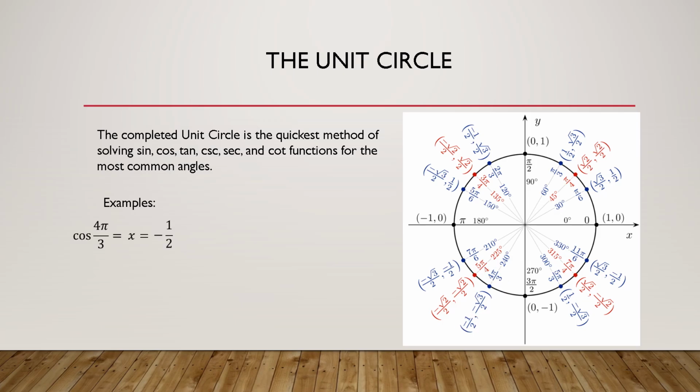We find 4 pi over 3 in quadrant 3, where the x component will be negative, in this case negative 1/2. The second example is sine of 120 degrees. We find this in quadrant 2. With sine, we look for the y component, which is positive square root of 3 over 2.